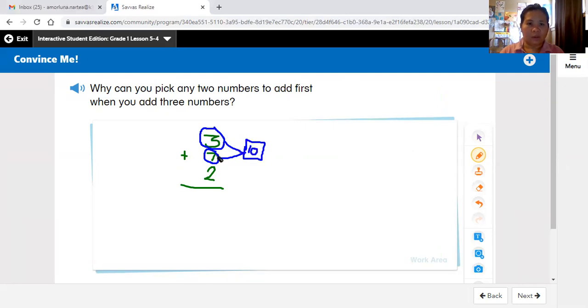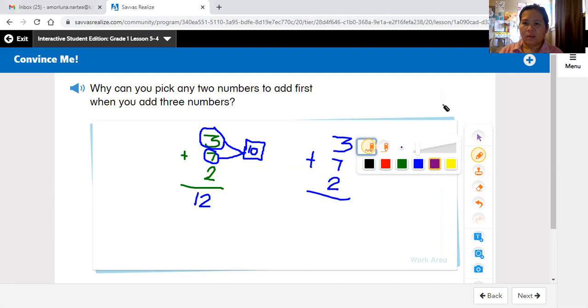Yeah, we will pick two numbers first when we add 3 numbers so that it will be easier for us to add the 3 numbers. So we have already 10 plus 2, keep counting, 10, 11, 12, right? Or we can try another way, 3 plus 7 plus 2. Circle it first so that it will be easier for you and you can remember what numbers you added first, and then you will add the third number.